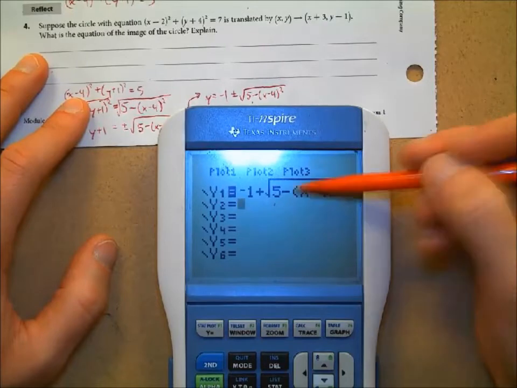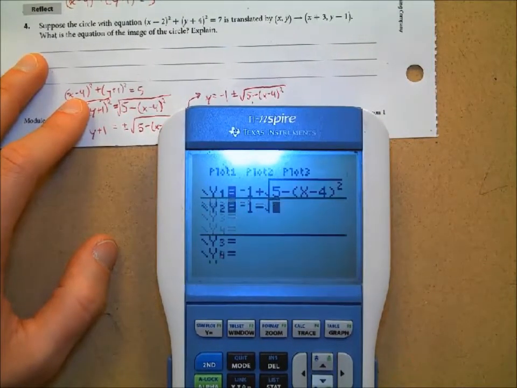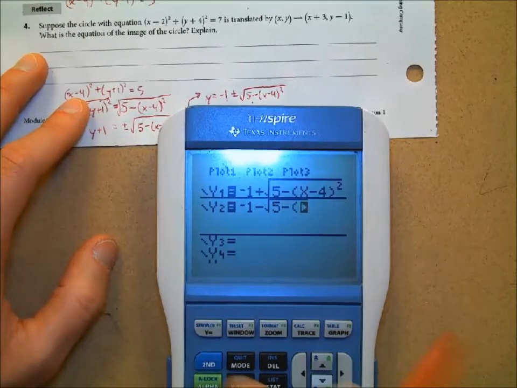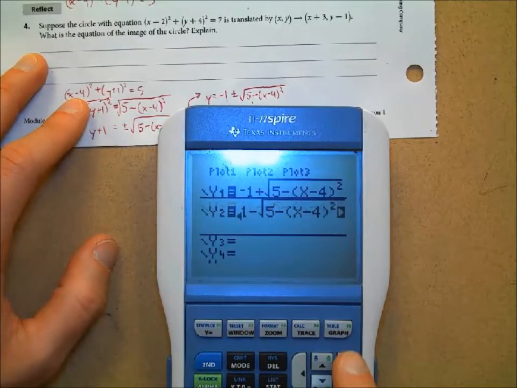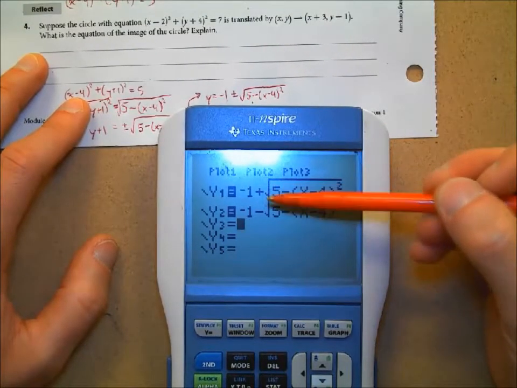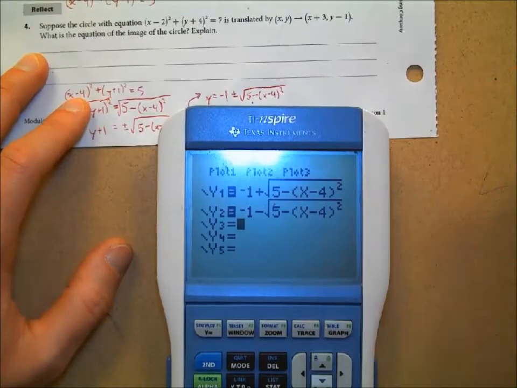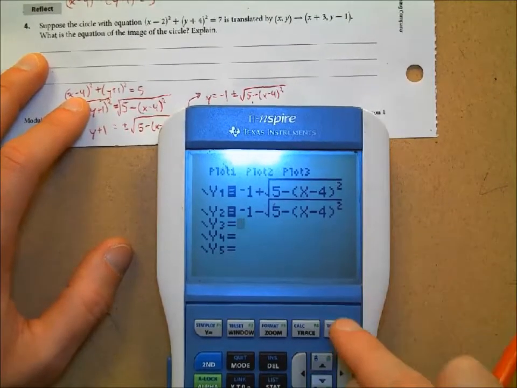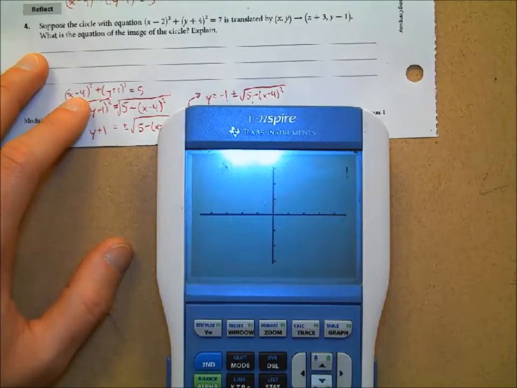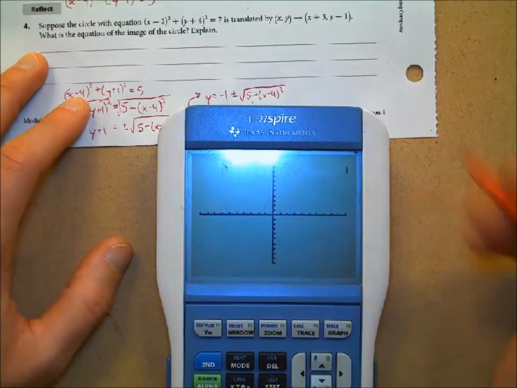Okay. So negative 1 plus the square root of 5 minus x minus 4 squared. Okay, like that. And then we'll do negative 1 minus the square root of 5 minus x minus 4 quantity squared. So there's how we're going to graph the plus or minus. We're just going to graph them both individually, though. One as the plus version, one as the minus version. If we then go to our graph here, okay, let me do zoom standard, sorry.